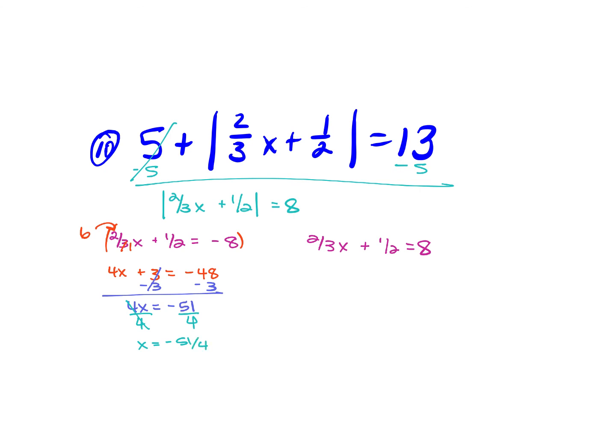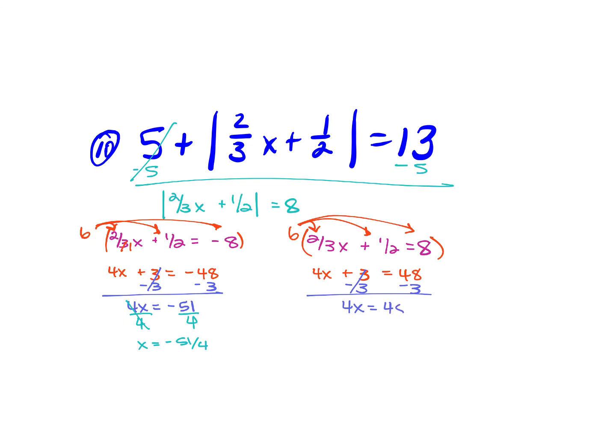For the 2/3 x plus 1/2 is equal to 8, again, we can multiply by the least common denominator, which is 6. So 6 times 2/3 x is a positive 4x. Then the 6 times 1/2 is 3. And 6 times positive 8 is a positive 48. So we subtract the 3 from each side to give us 4x is equal to 45. Then we divide each side by the 4, and you get that x is 45 over 4.